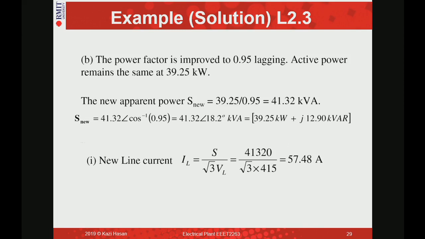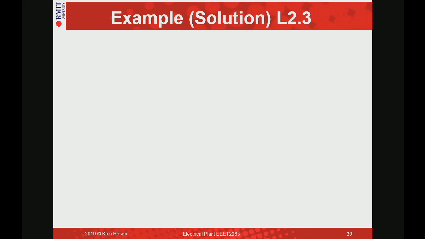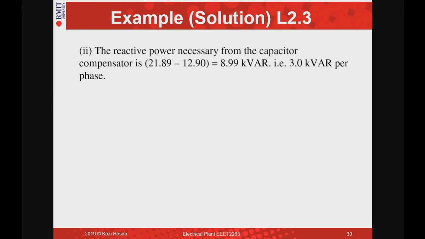Secondly, we have been asked to calculate the capacitance value for the reactive power change. So how much has the reactive power changed? Previously it was 21.89, now it is 12.90. So the difference is 8.99 kilovar. We need 8.99 kilovar of capacitance now.